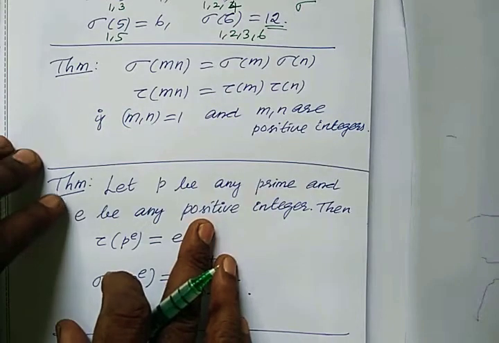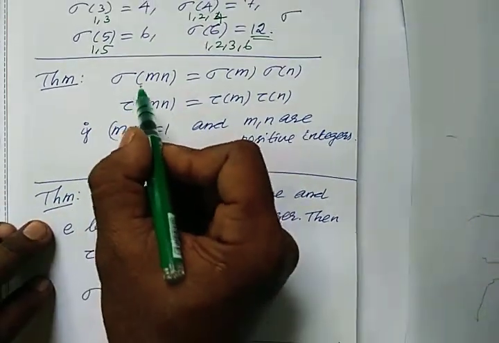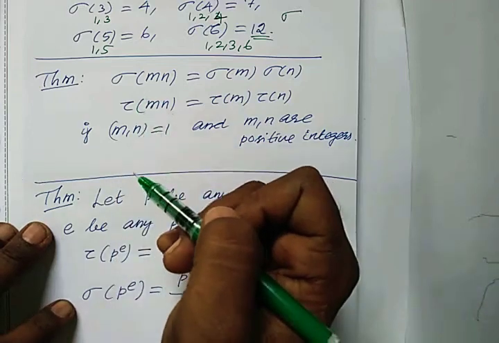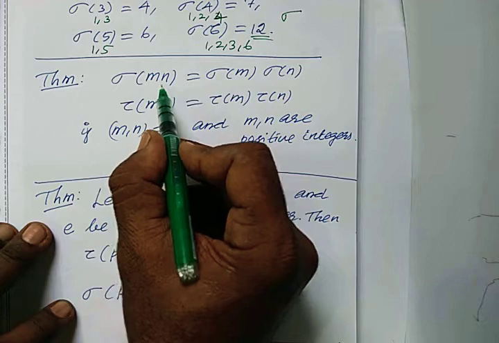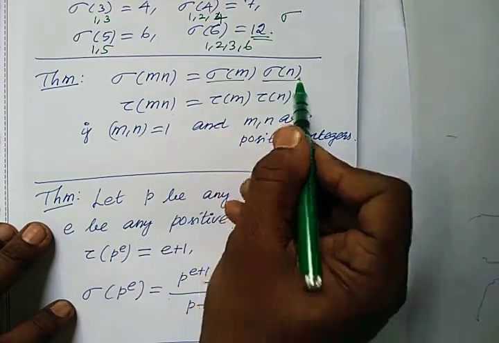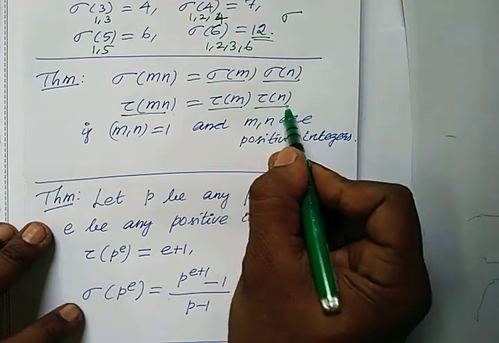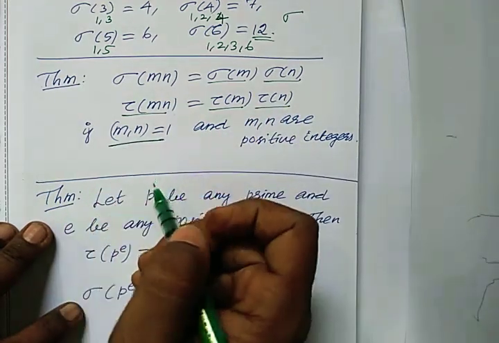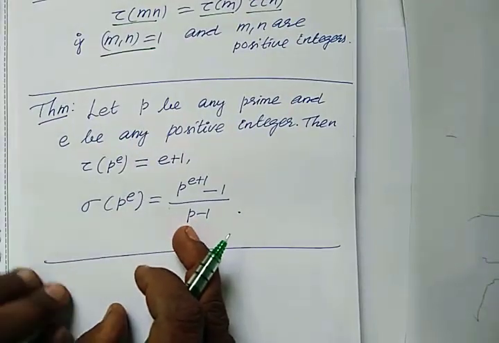Okay, now assume this theorem, please. Let us wind up this unit. Sigma and tau are multiplicative functions. That means sigma of mn is equal to sigma of m into sigma of n, and tau of mn is equal to tau of m into tau of n, whenever m and n are relatively prime. Okay. And one more theorem.